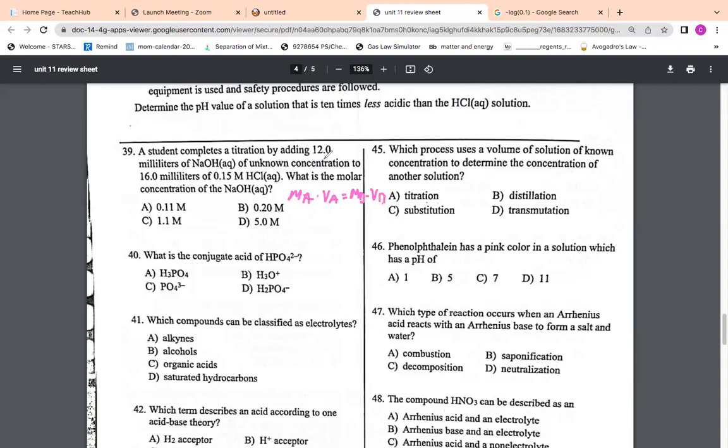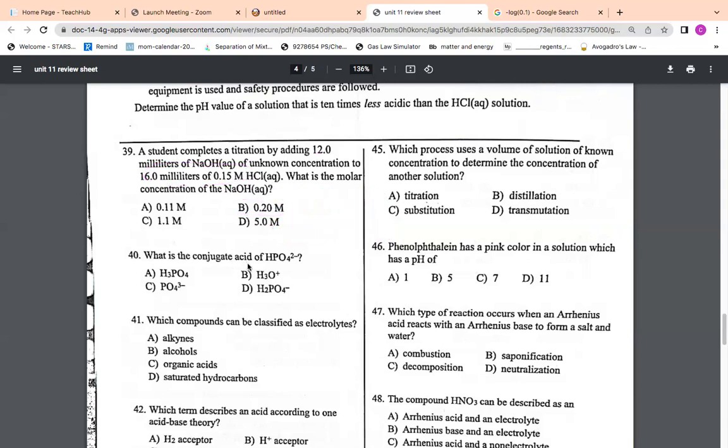So we don't know the molar concentration of the base. So this is X. The volume of the base is 12 mL. So that's 12. And then we have this information about the acid. So 0.15 molar. And sorry, this is so small, 16 mL. When we solve for everything, solving for X, we should end up with 0.2 molar.